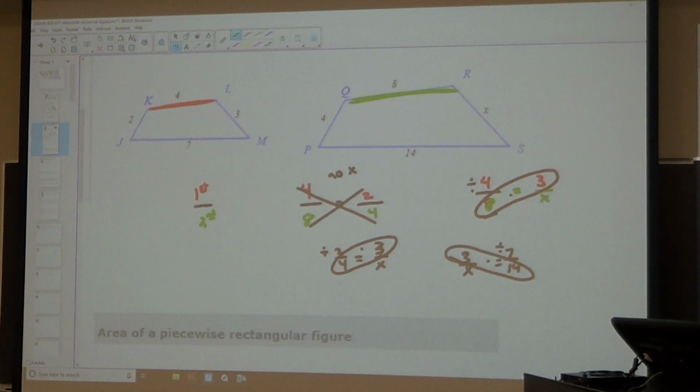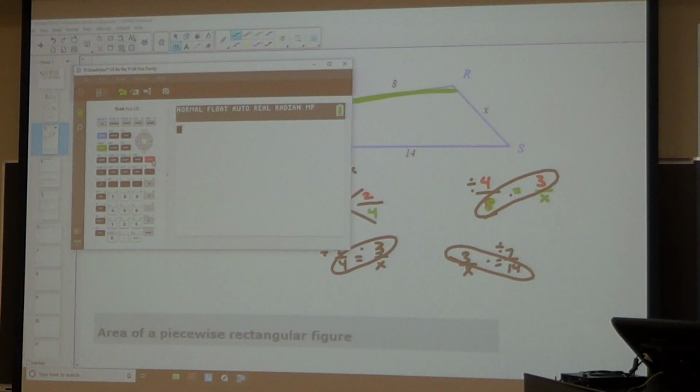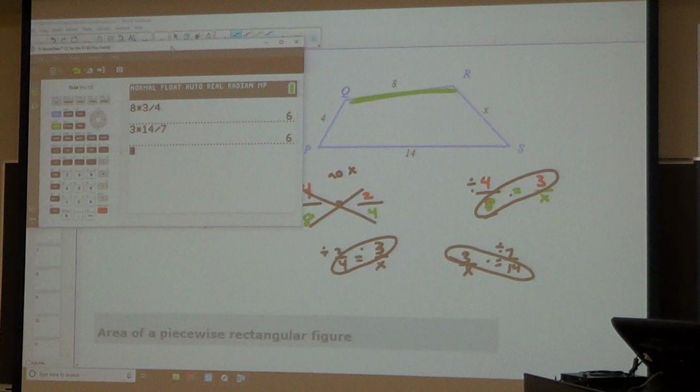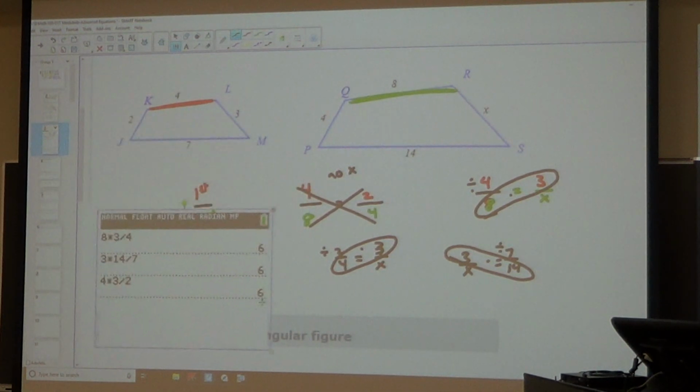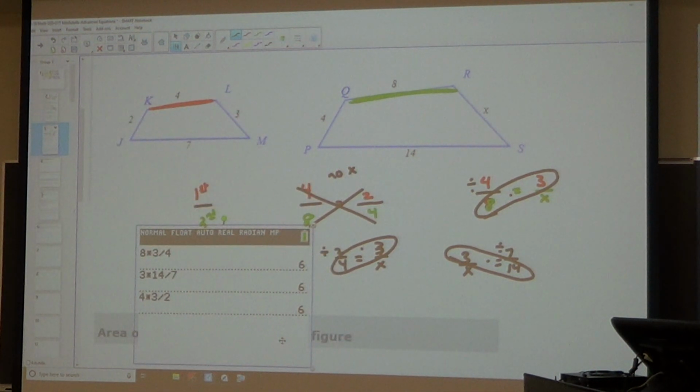Okay. But just to show you, if I did the first problem, it would be 8 times 3 divided by 4. If I do the second problem, it's 3 times 14 divided by 7. If I use the third problem, it's 4 times 3 divided by 2. So the answer's going to be the same no matter which one you use. The answer's going to be 6.